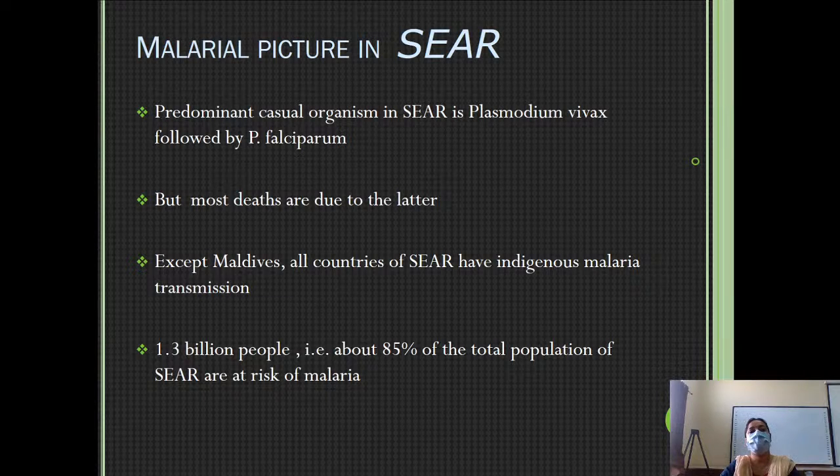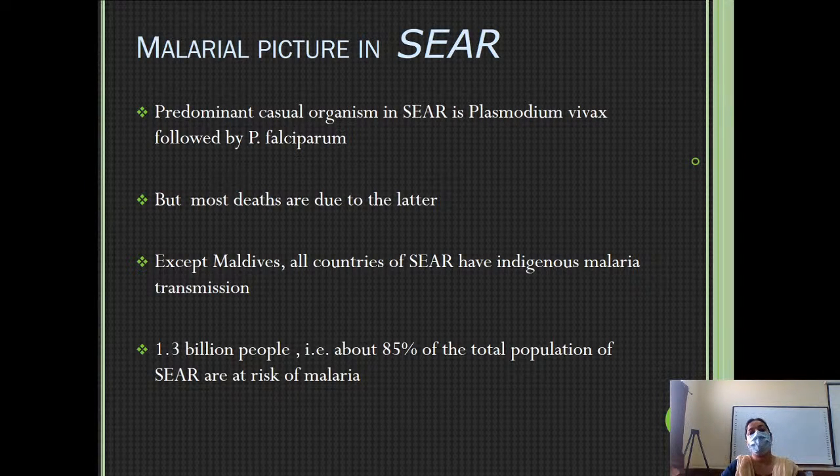So now let us have a look at the picture of malaria in the Southeast Asia region of the World Health Organization. Here we have the prominent causal organisms Plasmodium vivax and Plasmodium falciparum. While most of the cases that occur in the Southeast Asian region are due to vivax, most of the deaths occur due to falciparum. Falciparum is the most dangerous form of the causal organism, and it is associated with uncontrolled, very high temperature and a lot of complications leading to multiple organ failures in the sufferers.